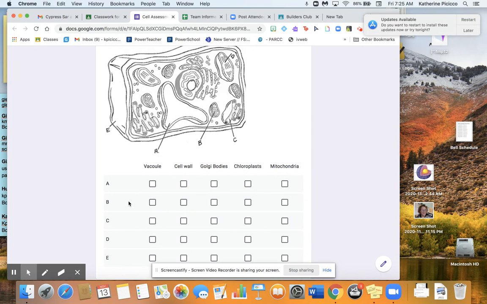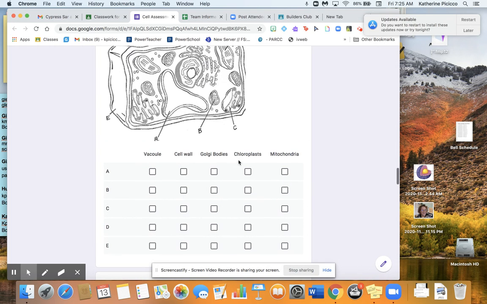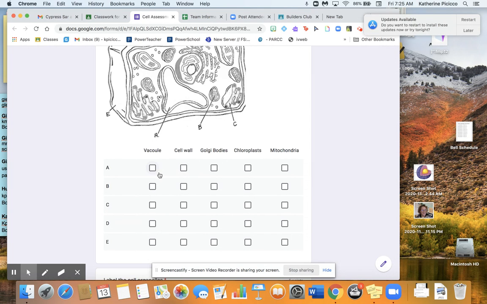Okay? Then go down to B. Is B a vacuole, a cell wall, Golgi bodies, chloroplast, or mitochondria? Okay, and do that with all of your answers. Then I would double check by saying, for example, I marked C as the vacuole. Is that what I see as the vacuole? Do I see C as the answer? And go back and check that way. Okay, so every column should have only one check in it.